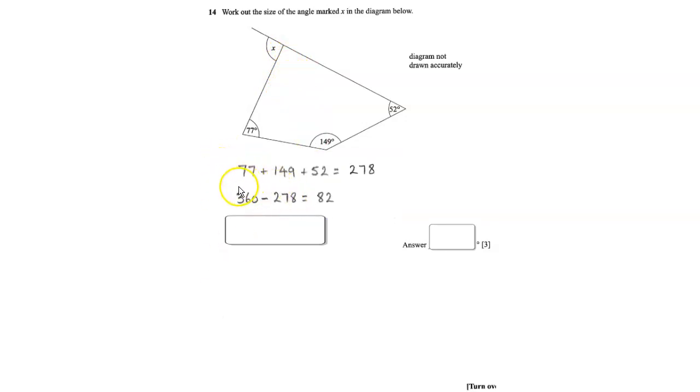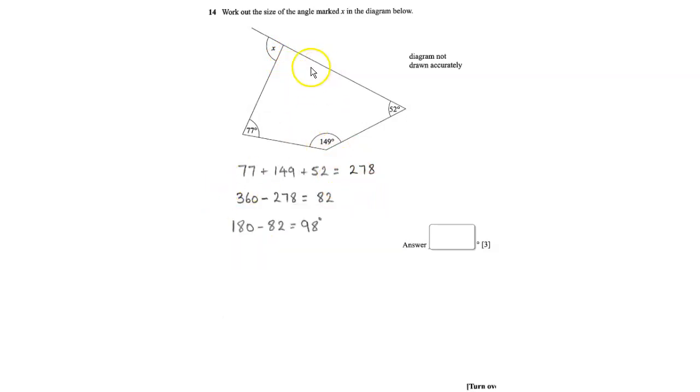What I've done here is 77 plus 49 plus 52. So I've added these 3 angles up and I've got 278 degrees. Now I want to find out the missing angle. I do 360 take away 278, which then gives me the missing angle of 82 in this 4-sided shape here.